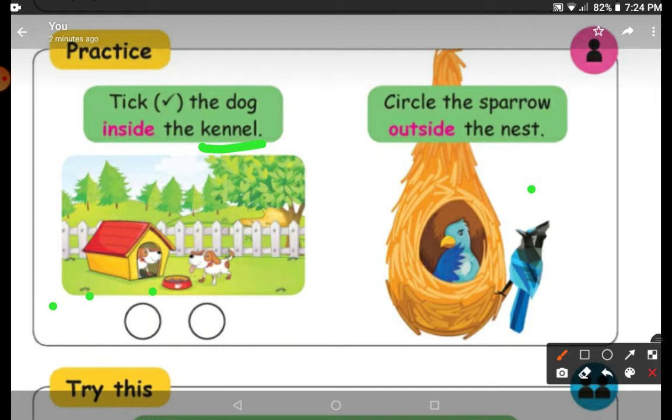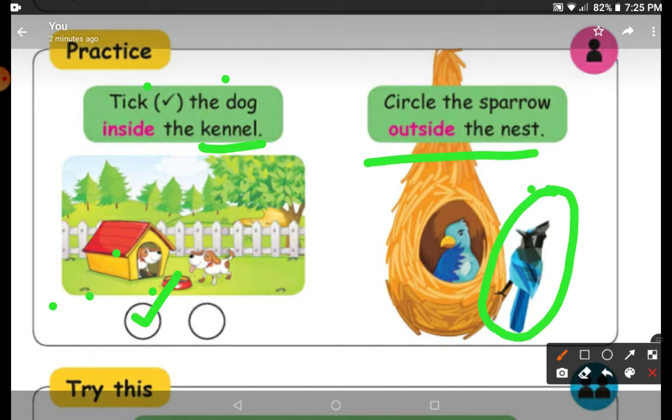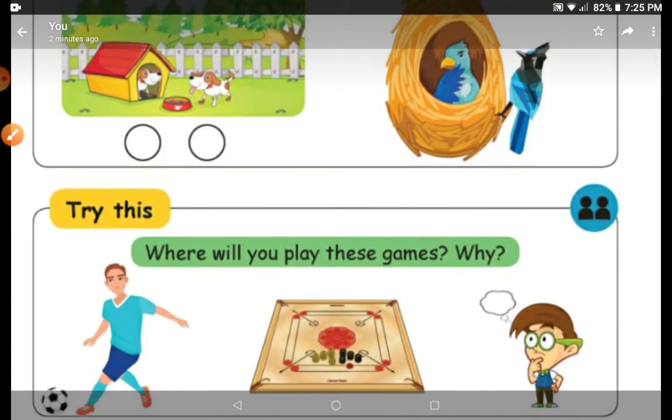What we are going to do is tick the dog inside the kennel. We are going to tick the dog which is inside the kennel. What is inside? Kennel is the house. Inside, ulla. See, this dog is inside the kennel, so I'm ticking here. Very good. Next one, circle the sparrow outside the nest. Outside. See, this sparrow is outside the nest, so I circled it. If you have your book, you can do this. And then try this.